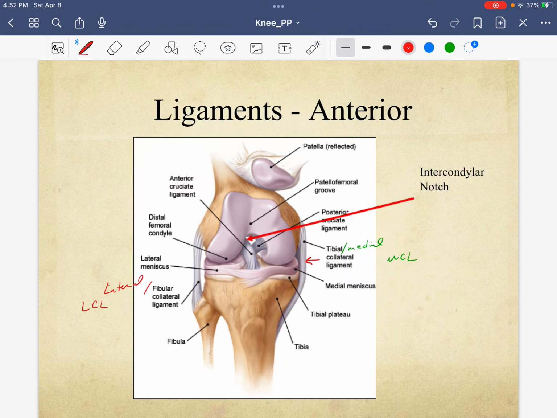The transverse ligament connects the medial and lateral meniscus. Transverse ligament connects the medial and lateral meniscus.